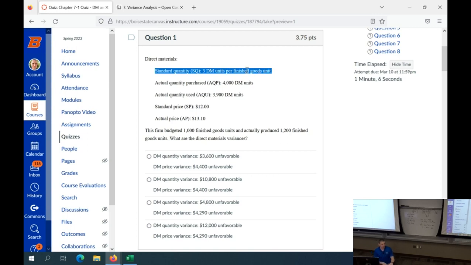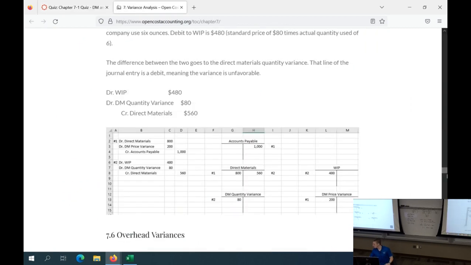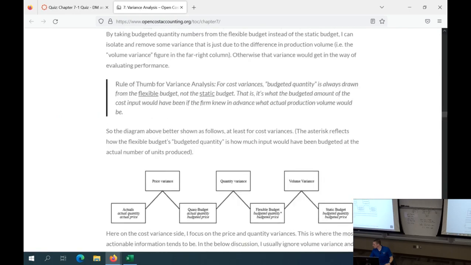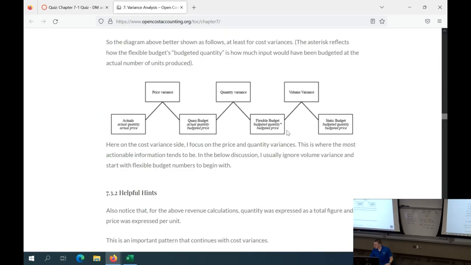Because I want to give you a chance to get the question wrong, I want you to take that 3 and multiply it by the wrong number down here. I want to tempt you to act like the difference between the flexible budget and the static budget is the quantity variance. And it's not. It's quantity plus the volume variance. You'd confound those two. So we need to be picking the flexible budget.